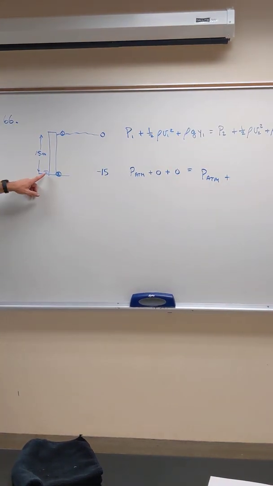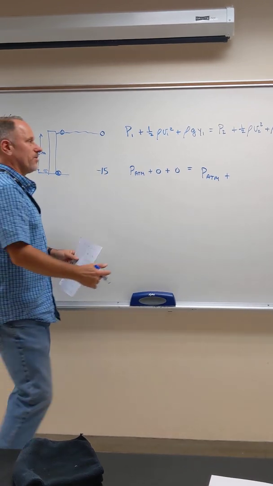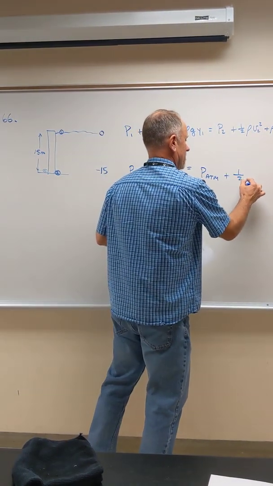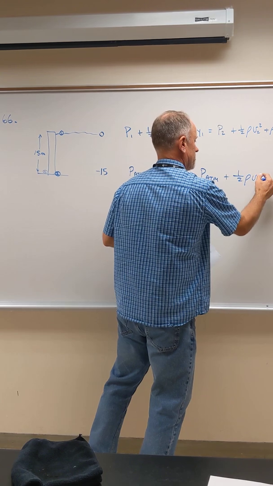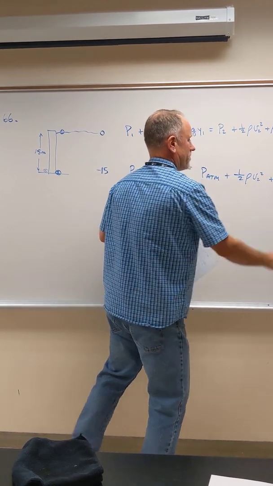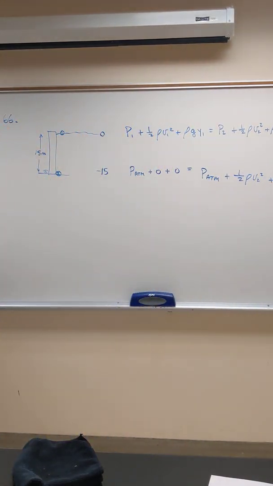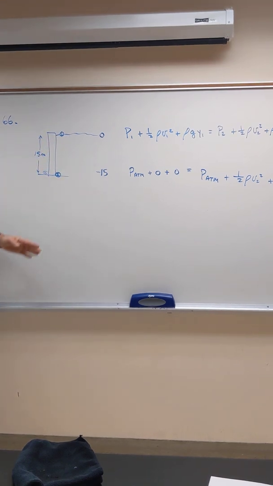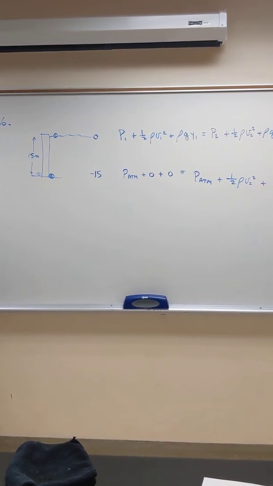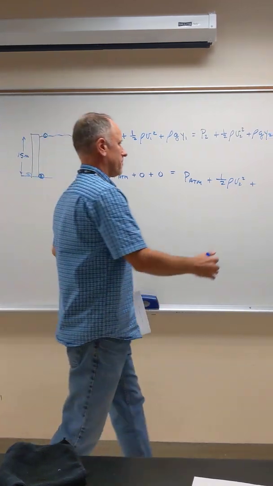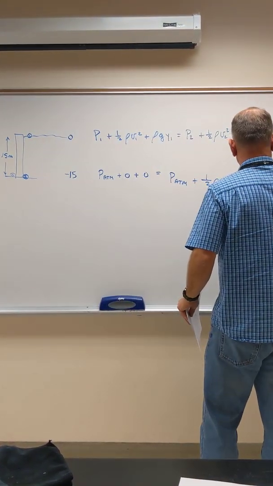Do I know V2? That's actually what I want to find, right? So we're going to say 1/2 rho V2 squared. And then what is my position on this coordinate system that I've defined? Negative 15. -15. Rho g h.